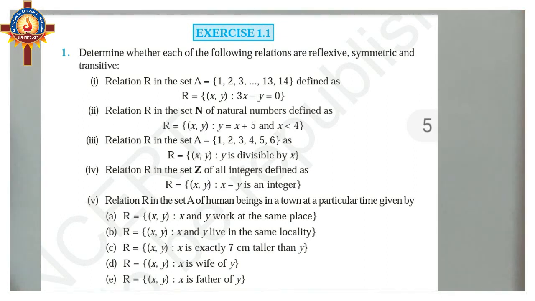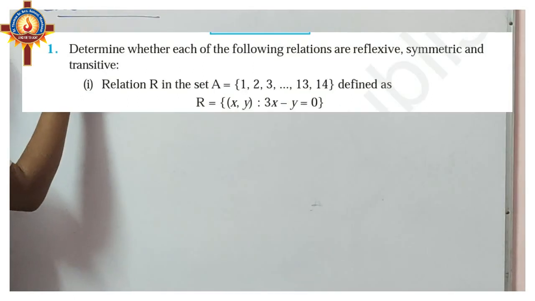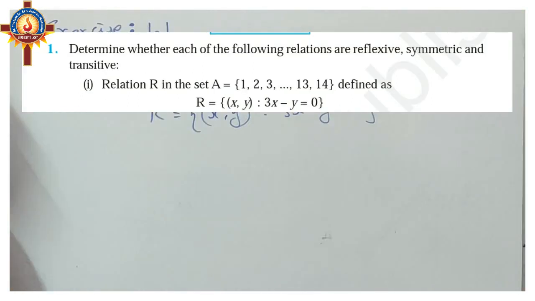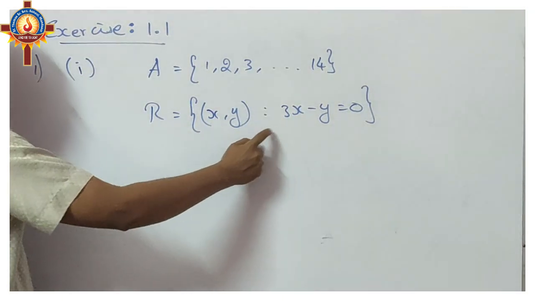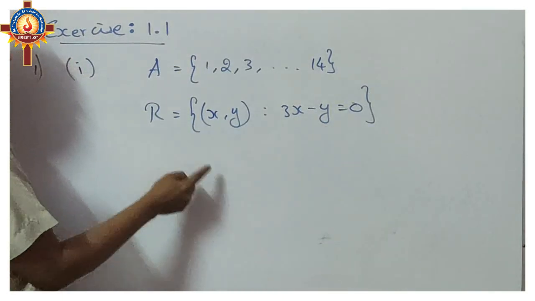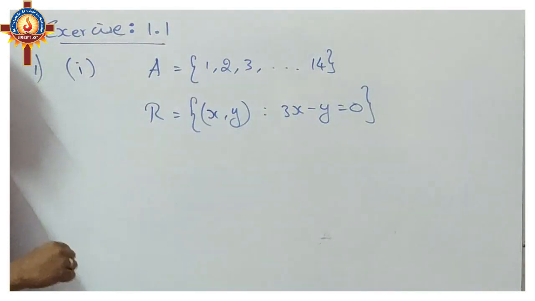Now let's start exercise 1.1. Exercise 1.1 first question contains 5 parts. In all these 5 parts we have to check whether the given relations are reflexive, symmetric and transitive. Let's start with the first question, first part. Here the given relation R is equal to (x, y) such that 3x minus y equal to 0, defined in the set A, where set A contains the elements 1 to 40.